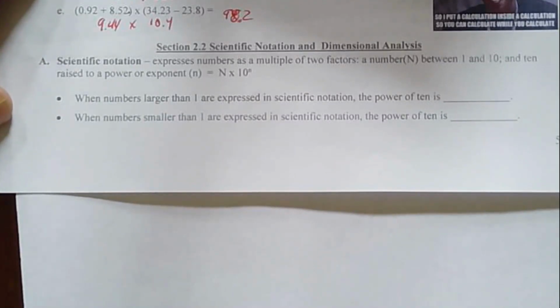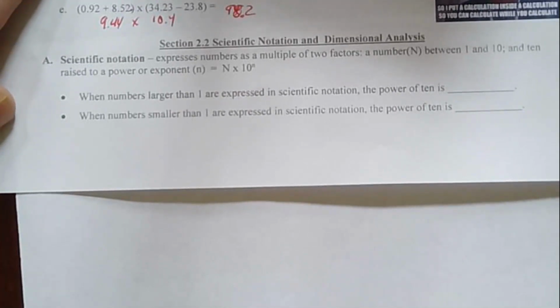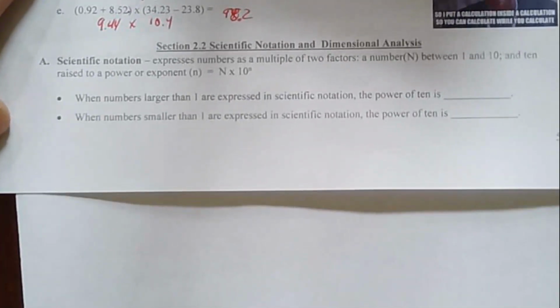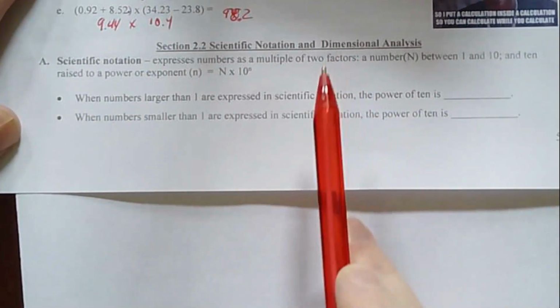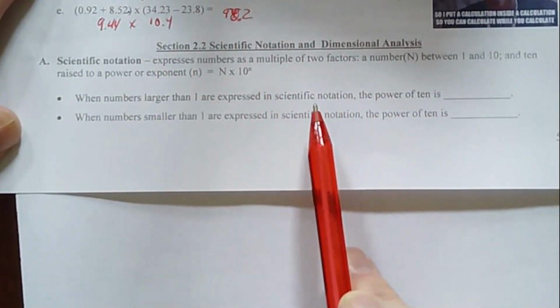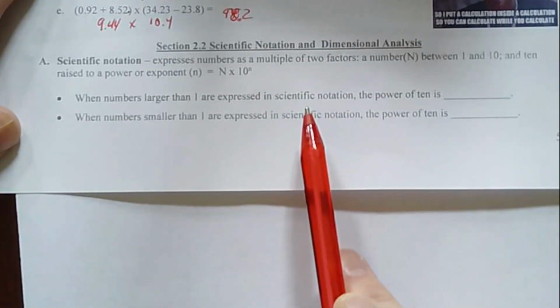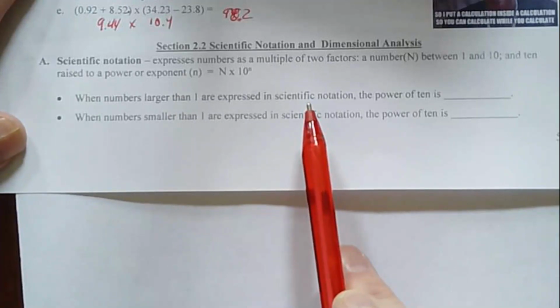Welcome back. Today we're going to be talking about scientific notation. Hopefully you've seen scientific notation before. If not, scientific notation is just a system to express numbers that are really, really big or very, very small in a more compact form.